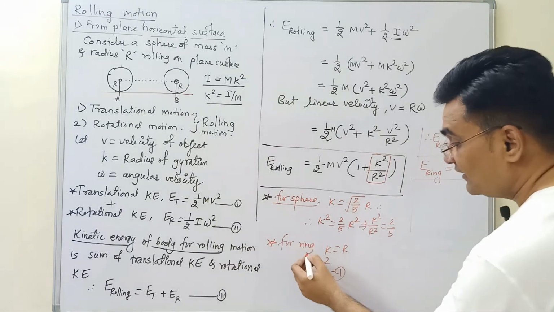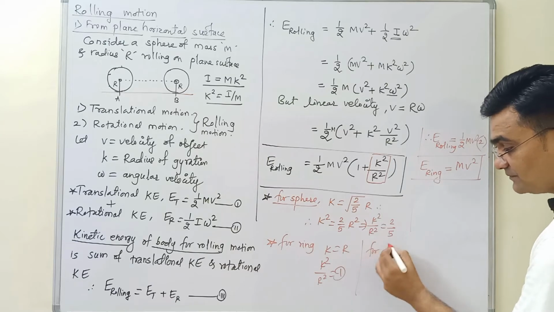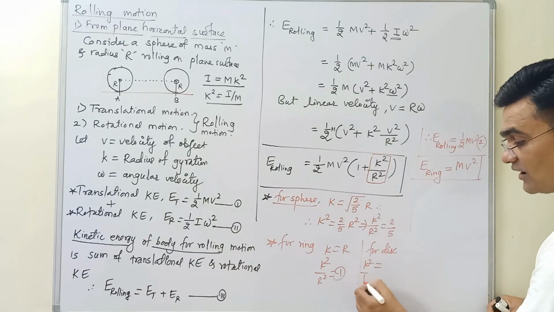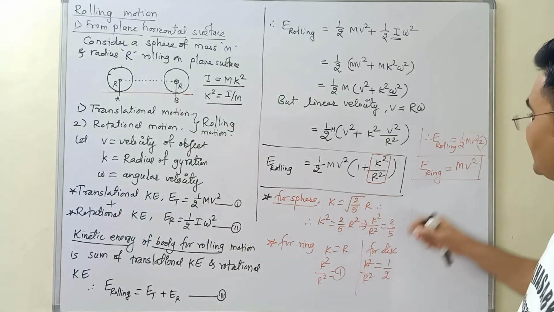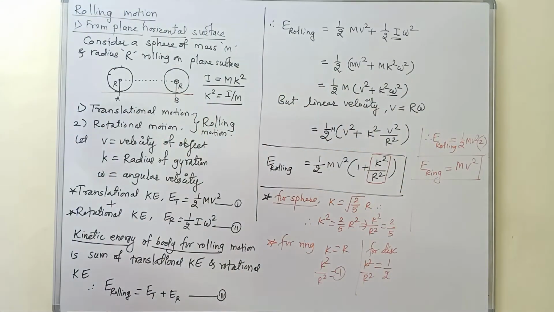Just as I wrote this for a ring, if I write it for a disk, for a disk, k square upon r square is always equal to 1/2. So according to these things, the rolling kinetic energy of the disk will change. Okay.